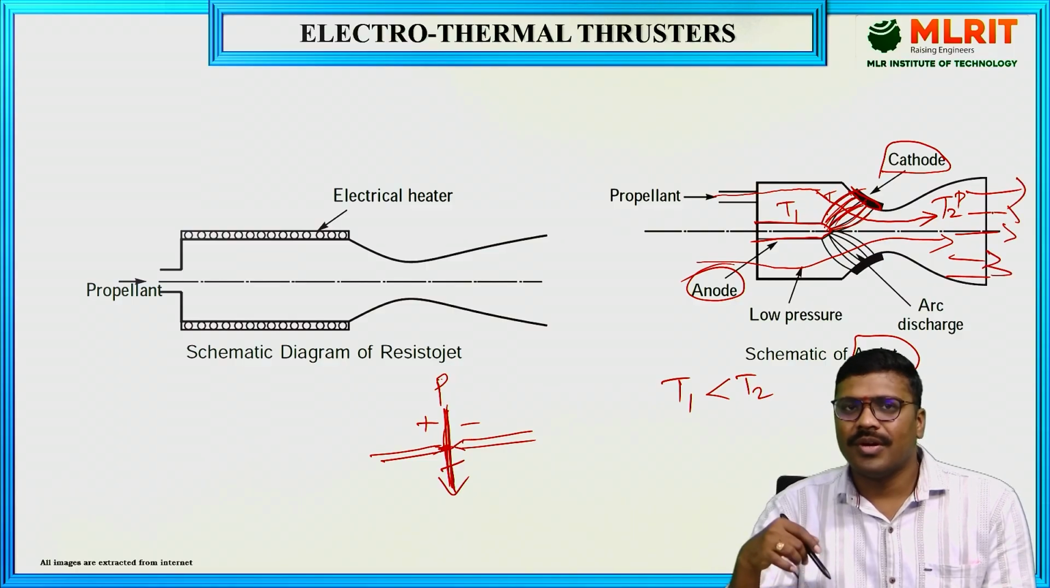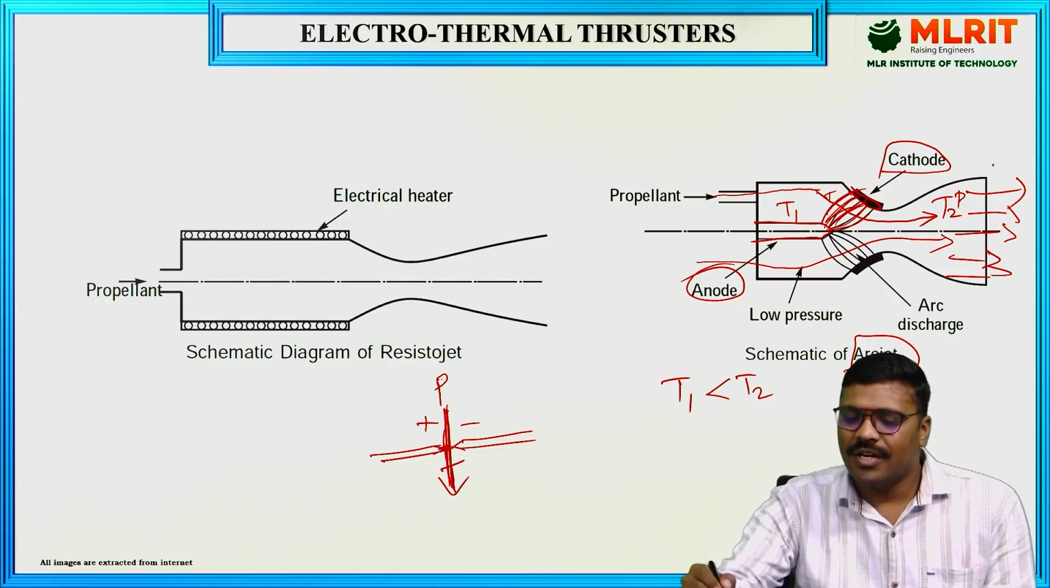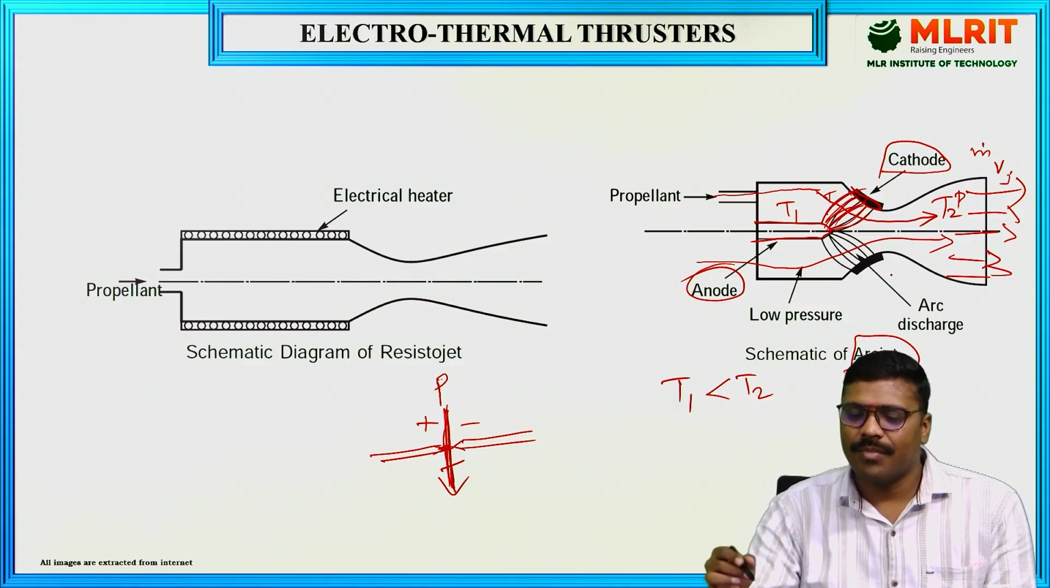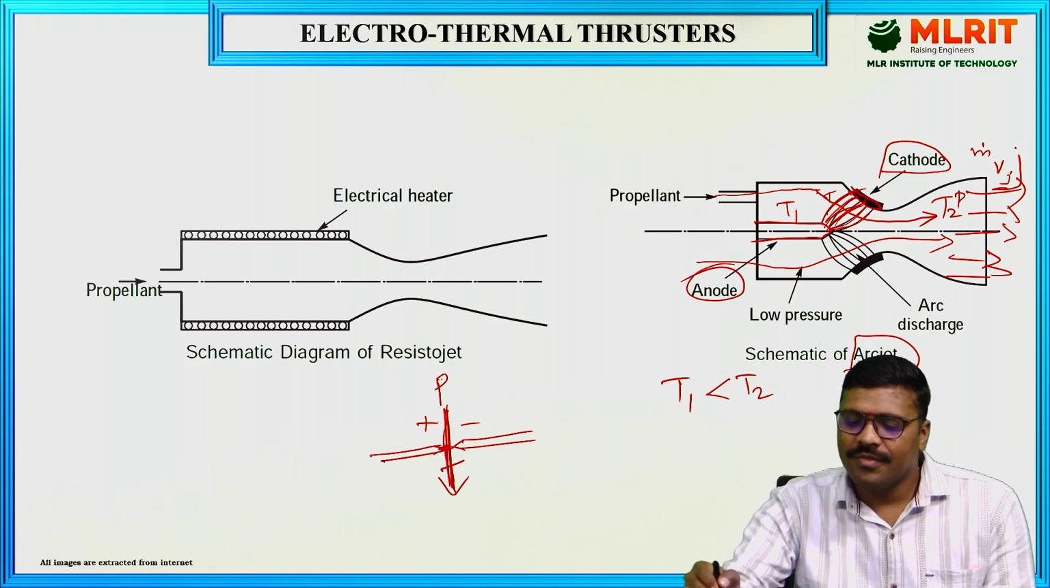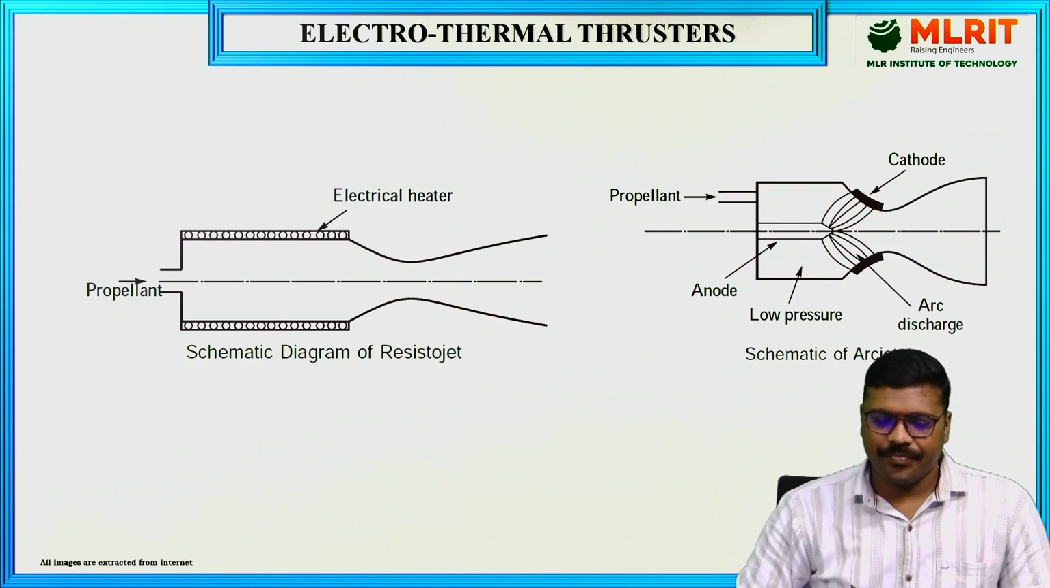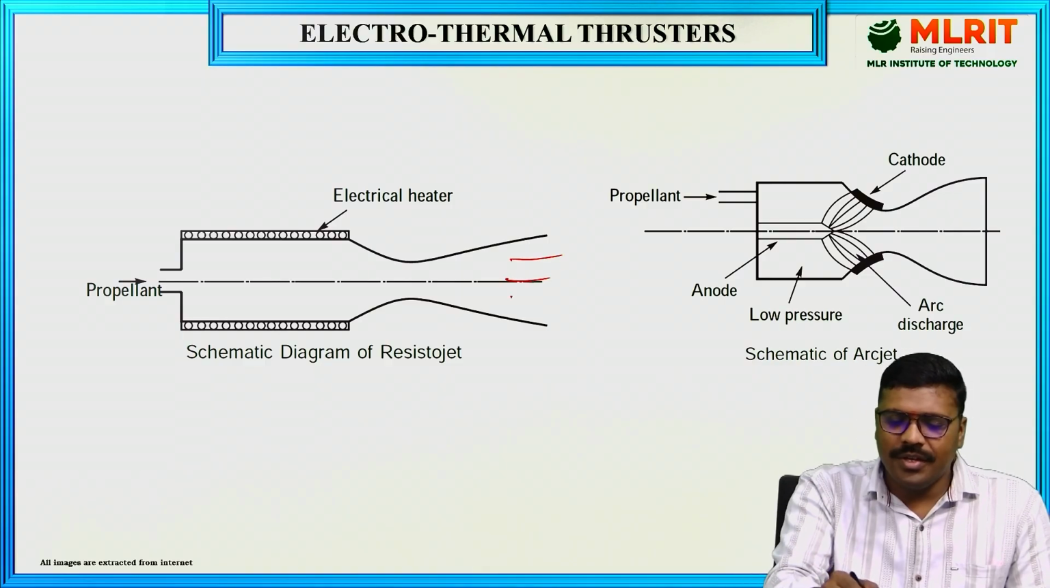They move towards the nozzle where the pressure is low compared to the pressure in the chamber, and they will gain some kinetic energy, that is velocity. The propellant leaving the nozzle will have some mass flow m dot. So m dot into Vj will give you the thrust. So this is about the arc jet thruster. The concept is that the propellants are leaving the nozzle with some velocity Vj.